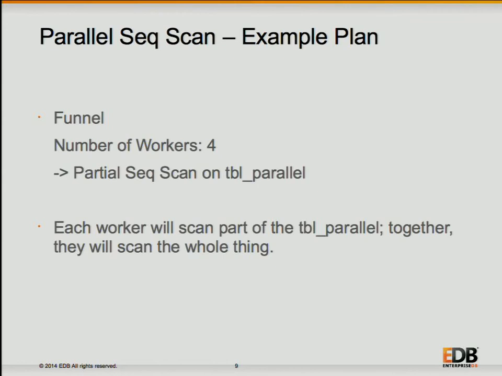So here is a simple example of how the plan for a parallel scan will look. What this shows is that there will be four background workers which will be used to scan the whole table part by part. And together, including the master, they will scan the whole relation. So, it indicates that it will be faster when multiple CPU resources are available.